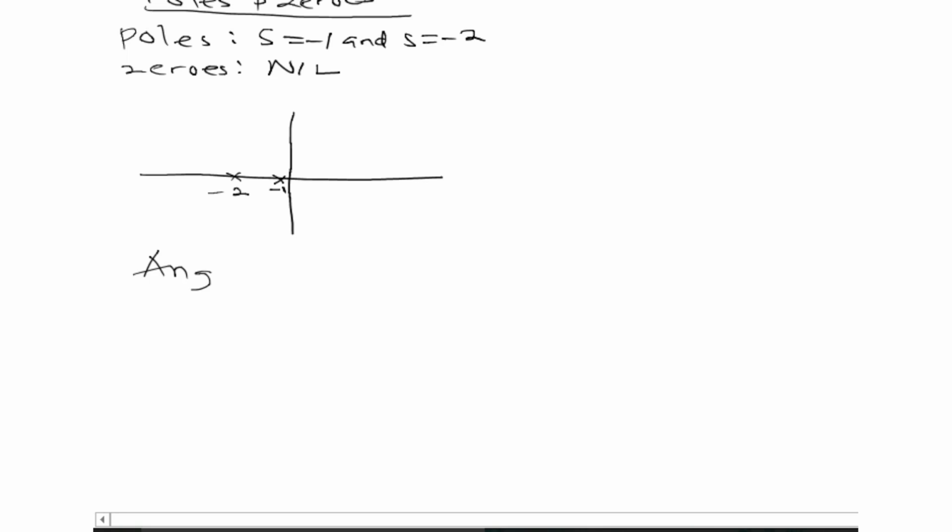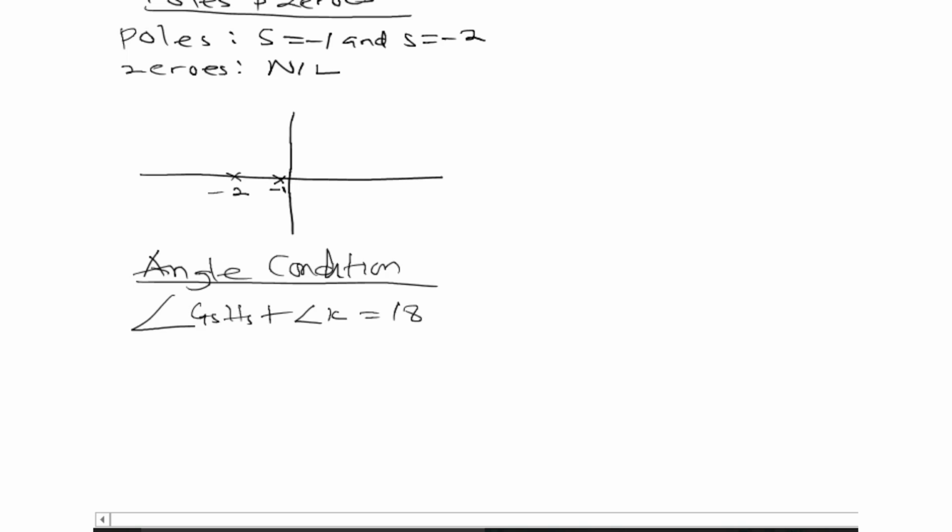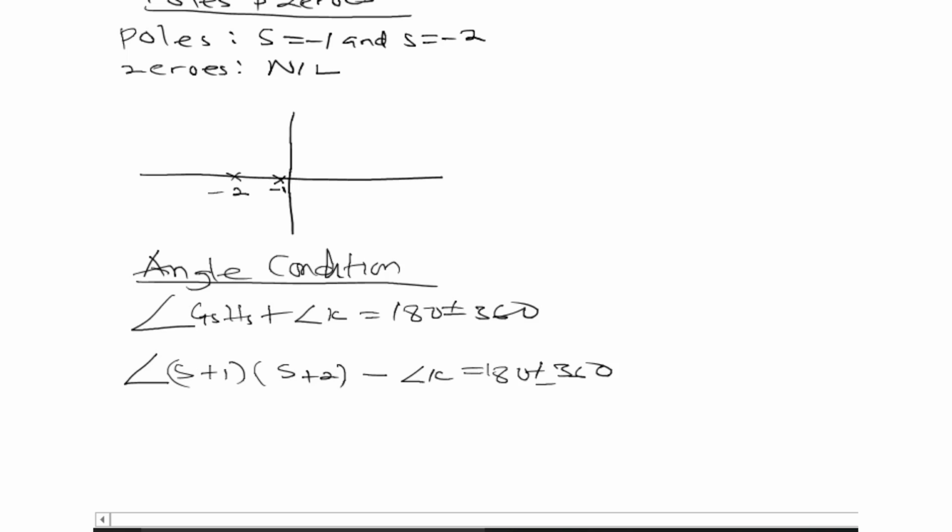To find the angle condition, there's a general formula we have to apply. The formula gives us the angle of the denominator of G(s) plus angle of K is equal to 180 plus 1 minus 360. So the angle of the characteristic equation G(s) is equal to angle of s plus 1 into s plus 2, minus angle of K, is equal to 180 plus 1 minus 360. From here we can further simplify to angle of s plus 1 plus angle of s plus 2. Since we are not having any zero, the angle is 0, minus 0 is equal to 180 plus 1 minus 360.